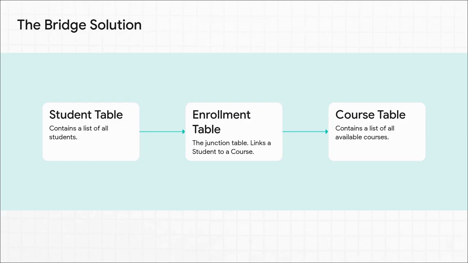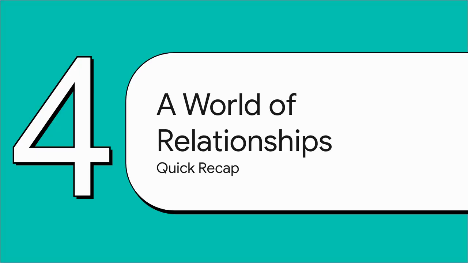Let me show you how it works. We create an enrollment table to act as our bridge. Now, a student has a simple one-to-many relationship with the records in the enrollment table. And a course also has a one-to-many relationship to that enrollment table. Each little entry in our bridge just says, this student ID is enrolled in this course ID. And just like that, problem solved. Brilliant.